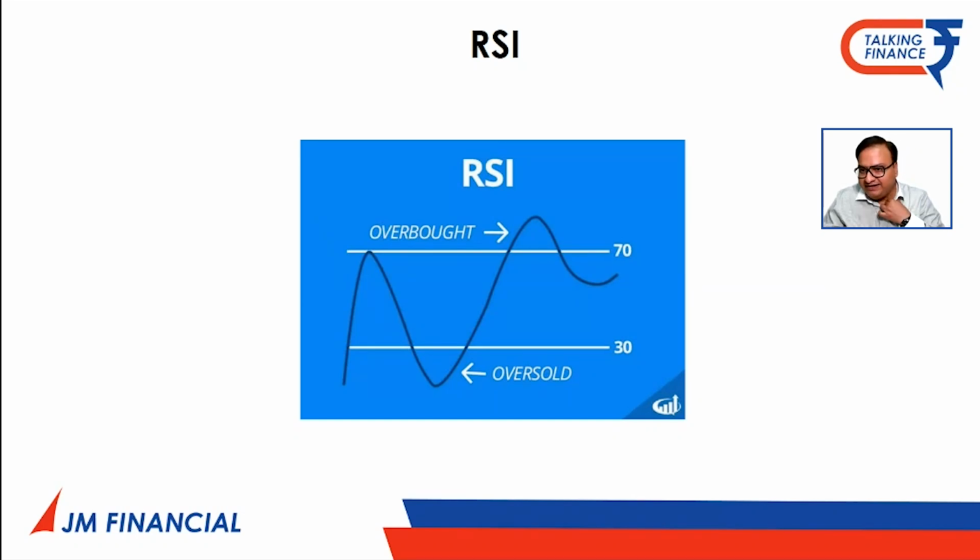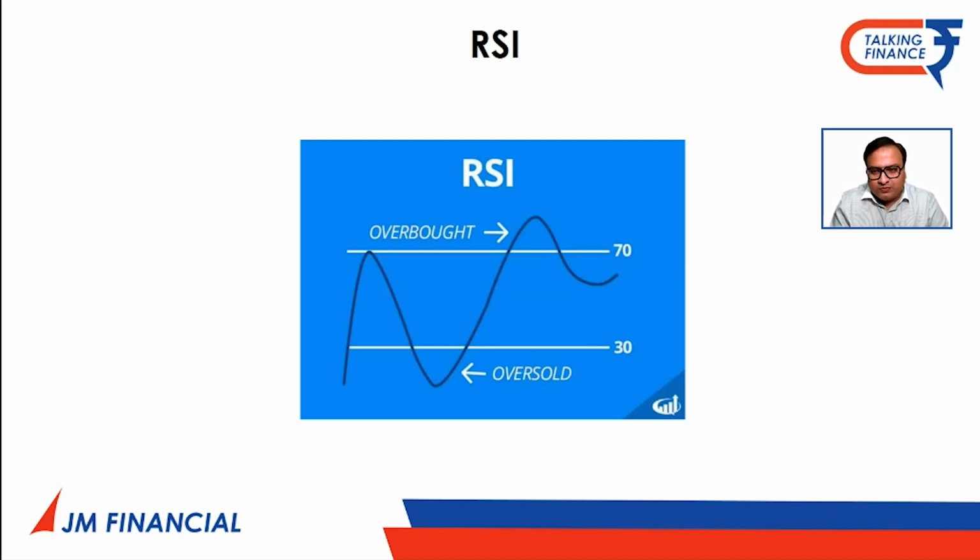But what is relevant is every stock has a different overbought zone and a different oversold zone. So for a few stocks, 70 may not be overbought, 90 may be, and for a few stocks, 30 may not be oversold, but 10 or 15 may be. So, horses for courses. Generally speaking, anything above 70 is overbought and anything below 30 is considered oversold.